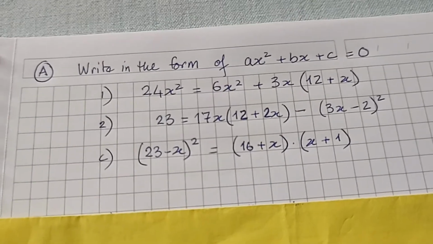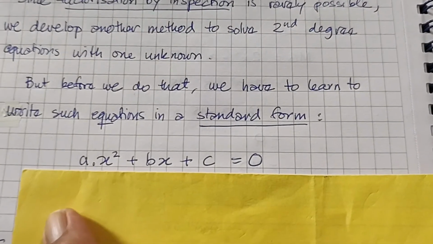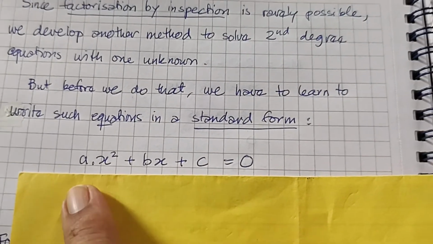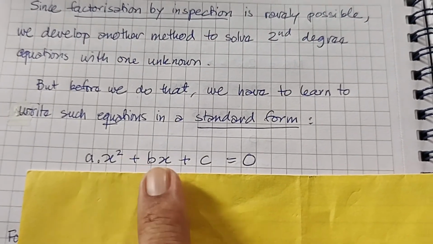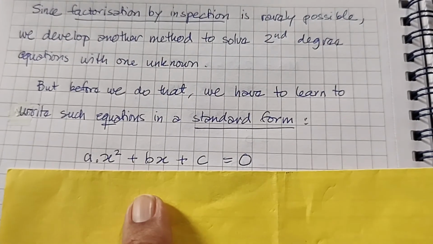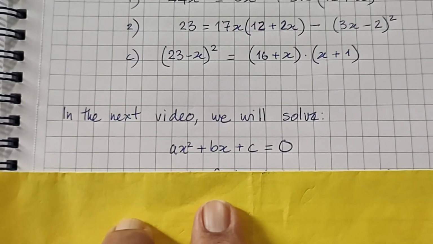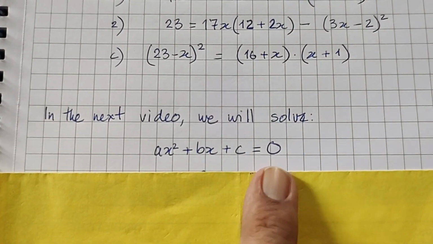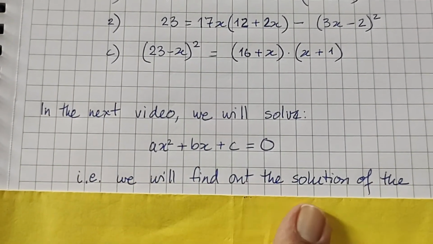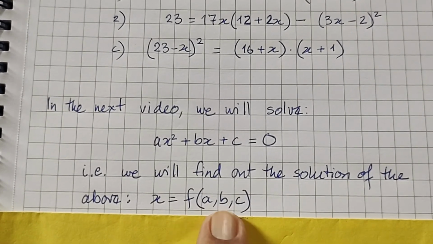Then in the next video, what we will do is we will actually solve this equation. We will not use numbers, we will use a, b and c. So we will find out the values of x in terms of a, b and c. Mathematically speaking, in the next video, we will solve ax square plus bx plus c is equal to 0. That is, we will find out the solution of the above. We will find out values of x as a function of a, b and c.